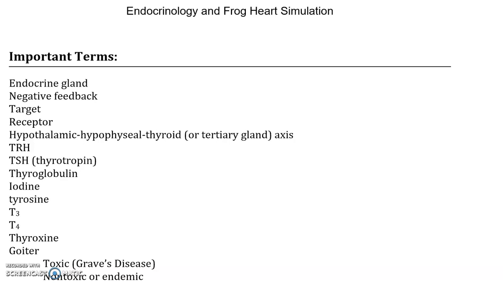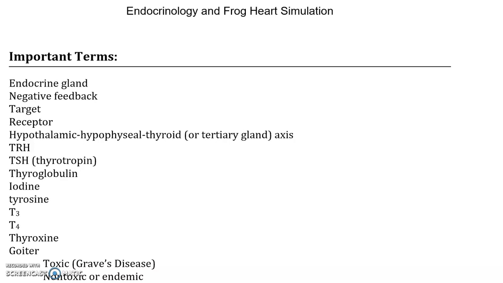The definition of an endocrine gland is one that secretes its hormones directly into the blood, as opposed to an exocrine gland that will secrete its products, its hormones, via a duct. So endocrine glands, they put their hormones directly into the blood.